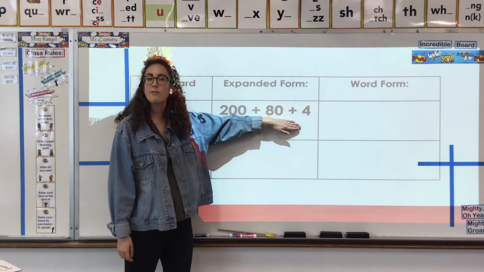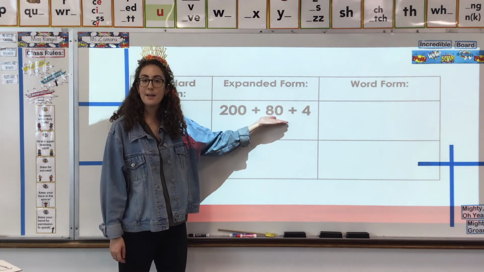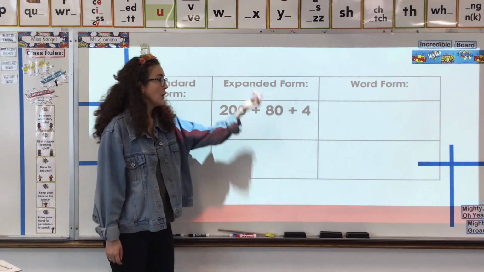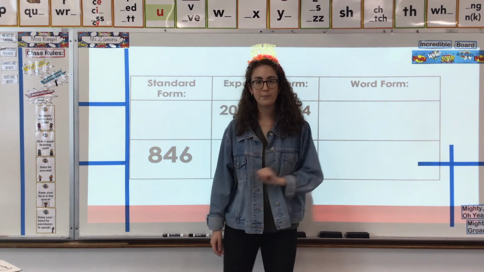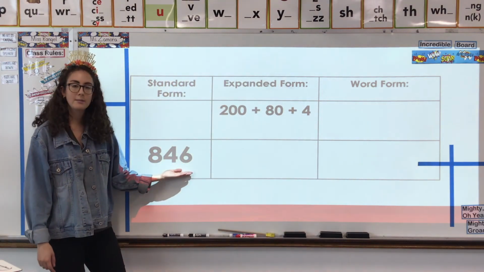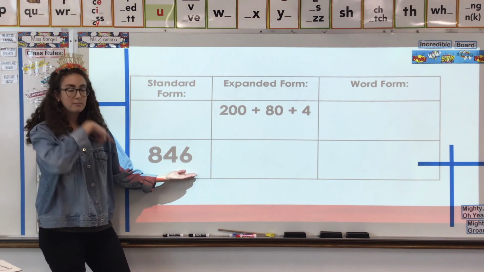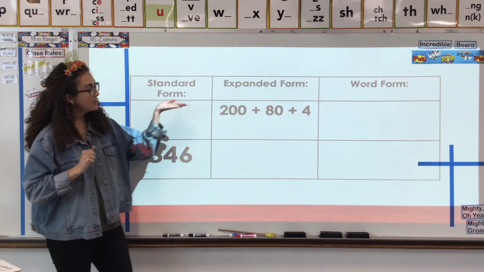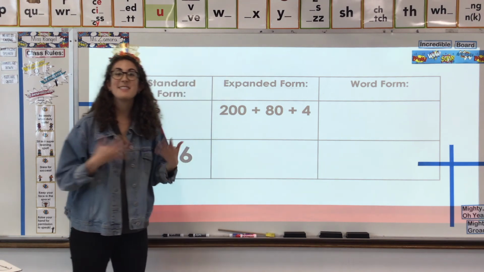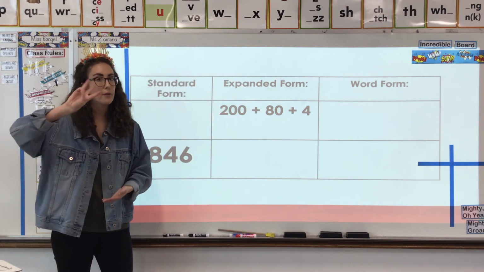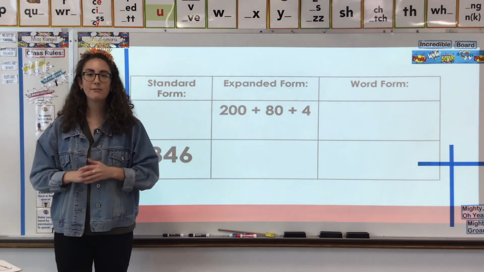So right now you have a number in expanded form. 200 plus 80 plus 4. You need to write this number in standard and word form. Your second number is 846. This number is given to you in standard form, and you need to write it in expanded and word form. So this task is testing your knowledge of 3 different forms. 2 numbers, each 3 different ways.